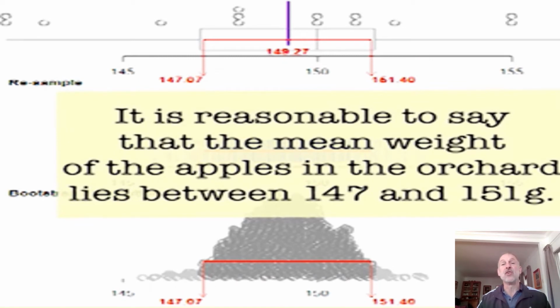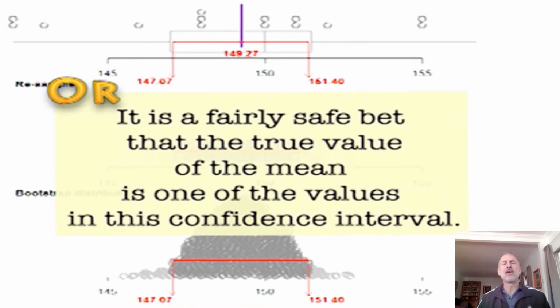So people, it is reasonable to say that the mean weight of the apples in the orchard lies between 147 and 151 grams. People, and even a better way to say it, the way that I prefer, is that it is a fairly safe bet that the true value of the mean is one of the values in this confidence interval. If you say it like this, I will love it.